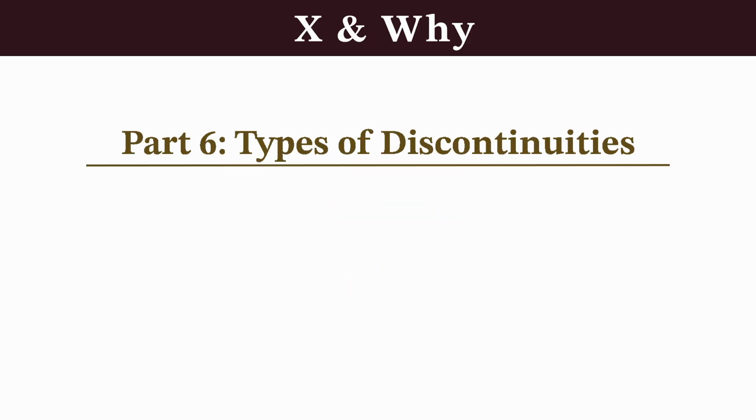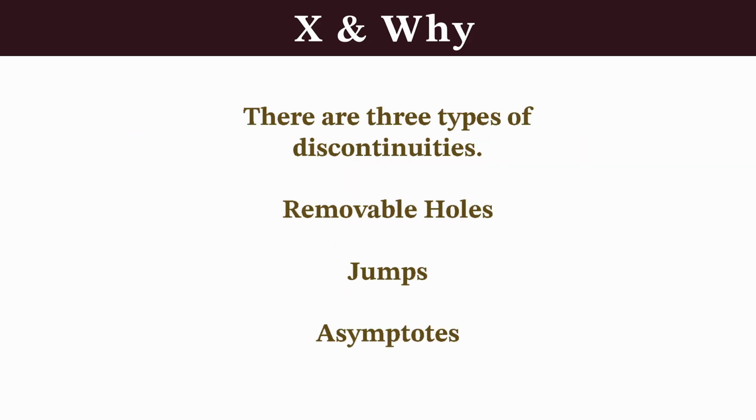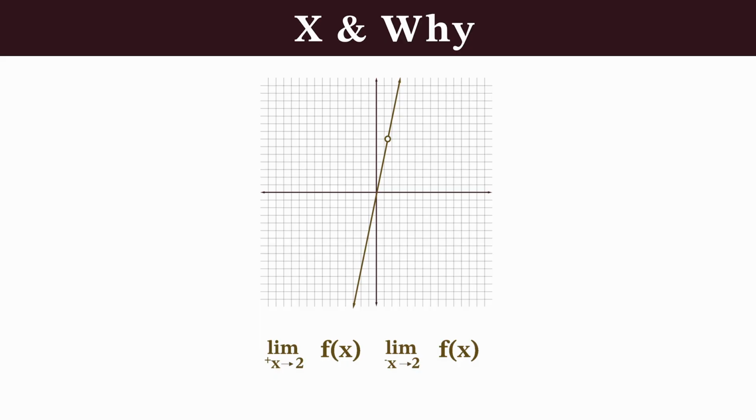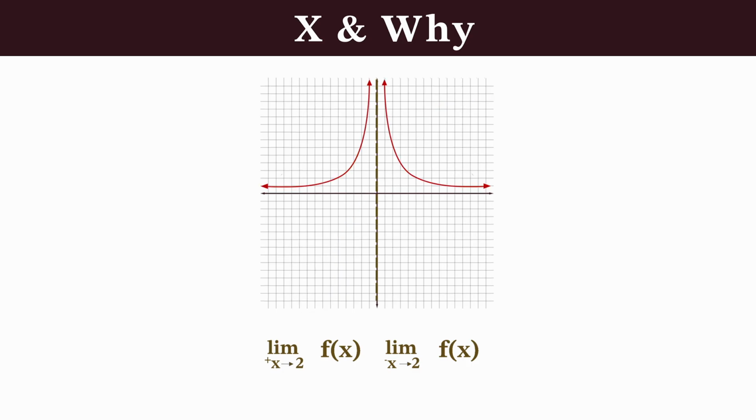Part 6. Types of discontinuities. There are 3 types of discontinuities: removable holes, jumps, and asymptotes. With removable holes, the limits from the left and right exist and are equal, but the function is not continuous because the function is not defined at that point. With jumps, the limits from the left and right exist, but are not equal. The function value is defined, however, at all points. With asymptotes, the limits from the left and right do not exist, and the function value is not defined.